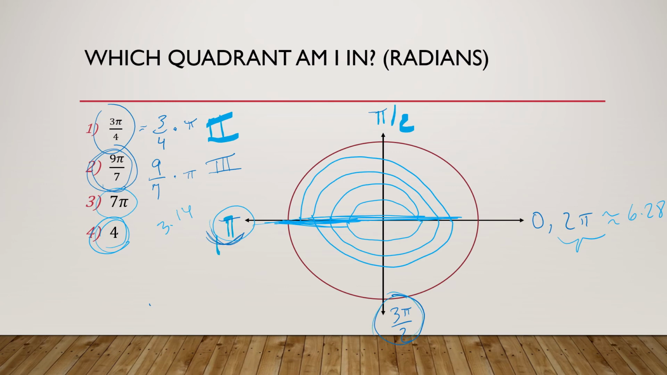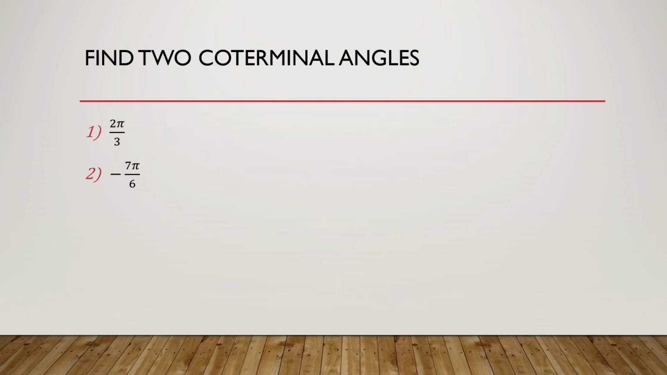Think about this right here. 3 pi over 2 is the same thing as saying pi plus a half of a pi. So if you had 3.14 and you added a half of a pi, that would be adding like 1.5 basically. So think about this. This would be more than 4.5. So 4 here must be somewhere in quadrant 3. It's not quite as big as pi and a half.